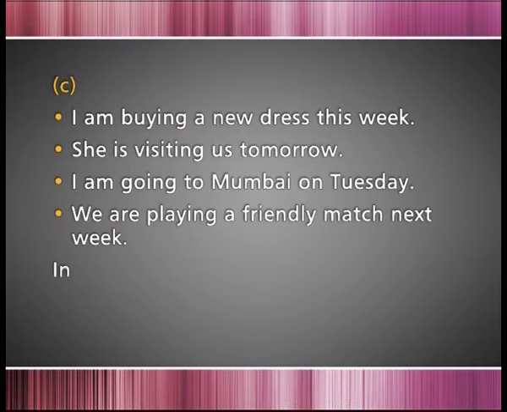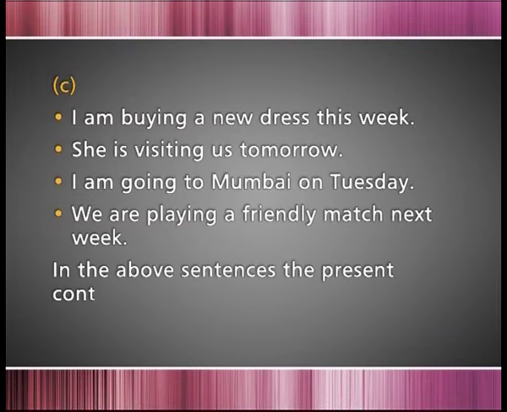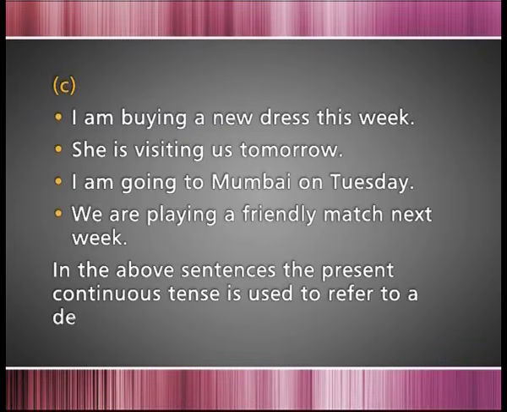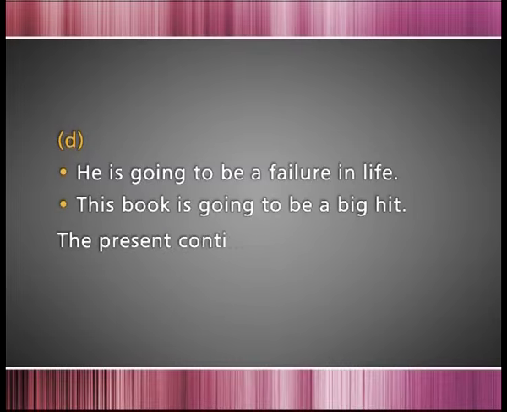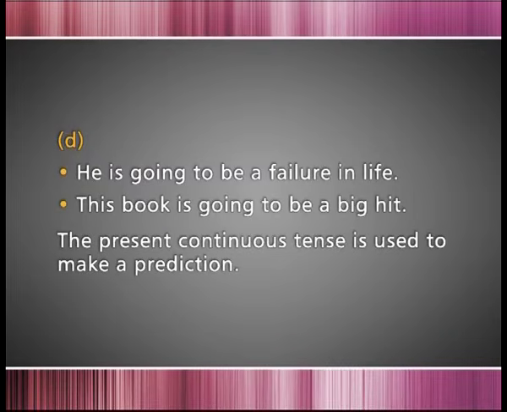We are playing a friendly match next week. In the above sentences, the present continuous tense is used to refer to a definite plan in near future. D. He is going to be a failure in life. This book is going to be a big hit. The present continuous tense is used to make a prediction.